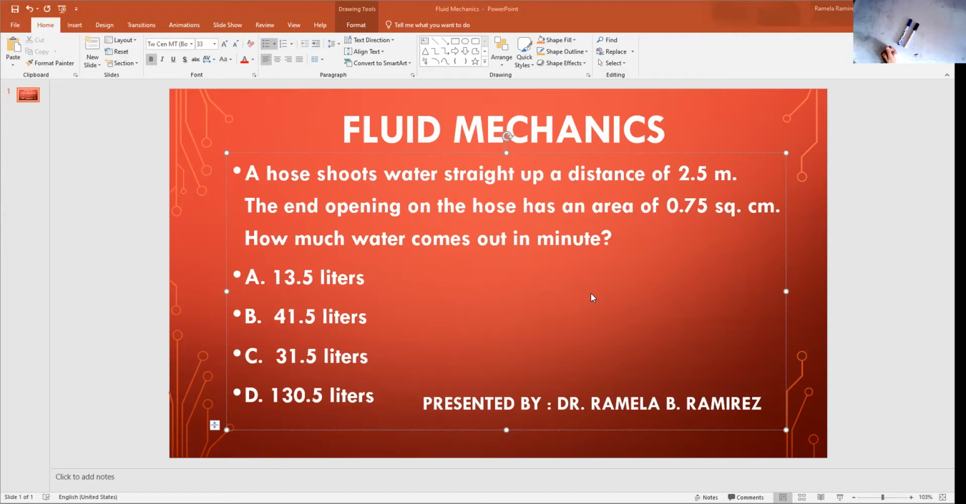Again, we have a hose that shoots water straight up a distance of 2.5 meters. The end opening on the hose has an area of 0.75 square centimeter. The question is how much water comes out in a minute. These are our choices: A, 13.5 liters; B, 41.5 liters; C, 31.5 liters; and D, 130.5 liters. What I am going to show you is a computation for this.